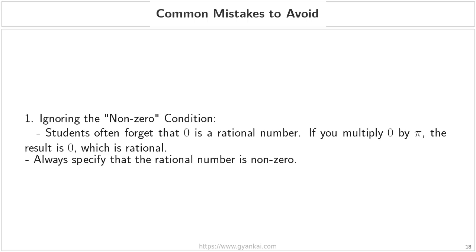First, please do not ignore the non-zero condition. It is very easy to overlook this, but remember that 0 is, by definition, a rational number. If you were to multiply 0 by pi, the result is simply 0, which is rational. This would completely break the property we just proved. So, whenever you are writing a proof or stating this theorem, always specify that the rational number must be non-zero.